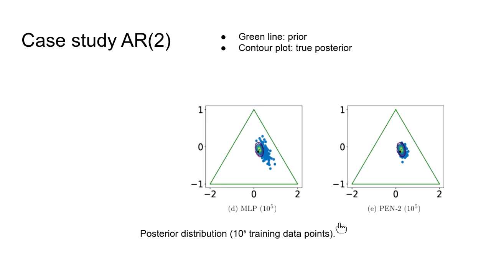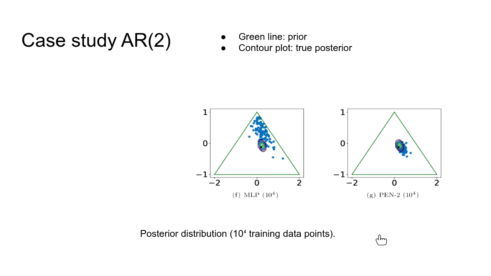However, then we decrease the training data. The training data here is how many samples from the prior predictive are used to train the MLP and the PEN network. Now when we reduce the training data, we see that the MLP network performs much worse, since the posterior is not so well captured in this ABC posterior, while the PEN network still performs quite well. And then again, we reduce the data to 10,000 points. We see a similar trend: the posterior that we obtain from MLP is quite poor, while the PEN posterior is reasonably good.